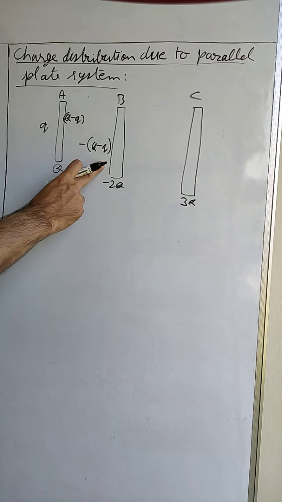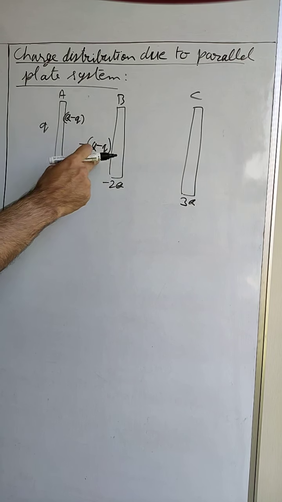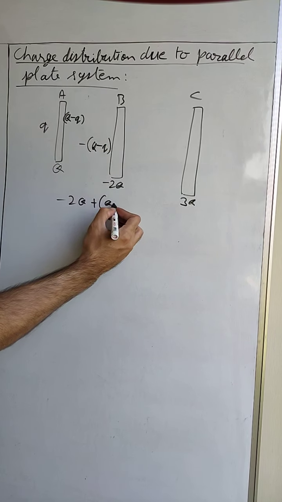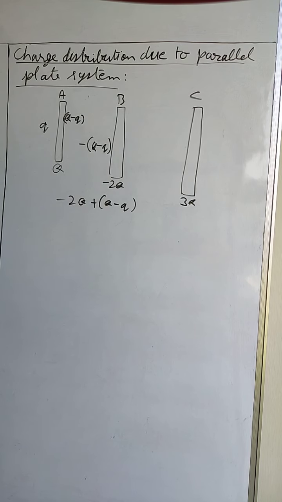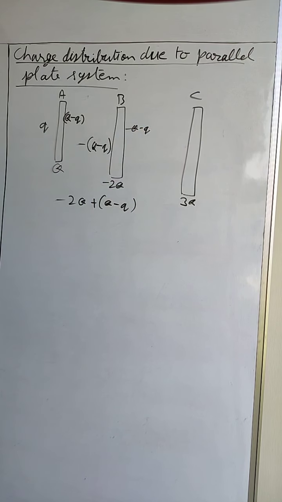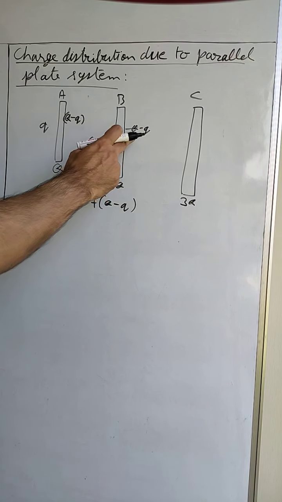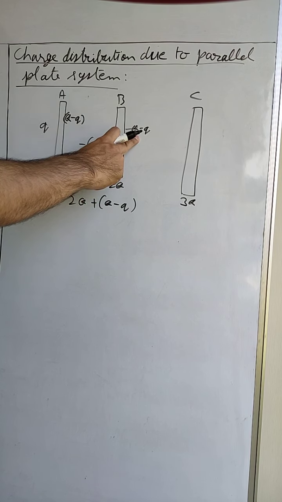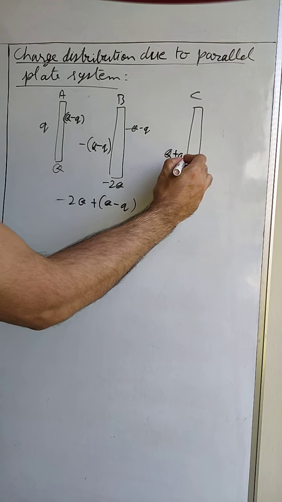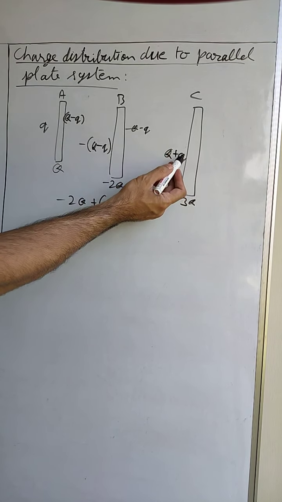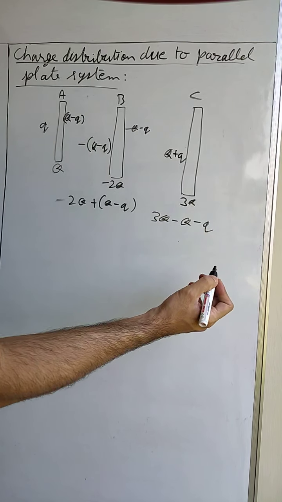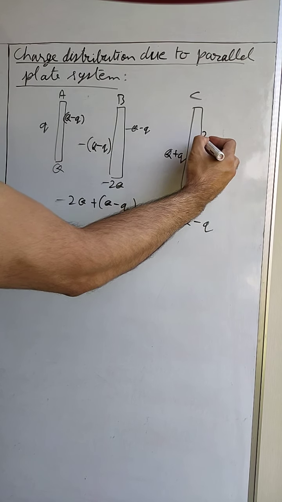Now if on this surface it is minus of Q minus q, then on this surface it should be this charge. So this charge will come out to be minus Q if you solve this. Now if it is minus Q on this surface, then the opposite charge should be deposited here, which will be equal to Q plus q. And now if Q plus q is deposited on this face, then on this face it should be equal to 3Q minus Q plus q, which is equal to 2Q minus q.